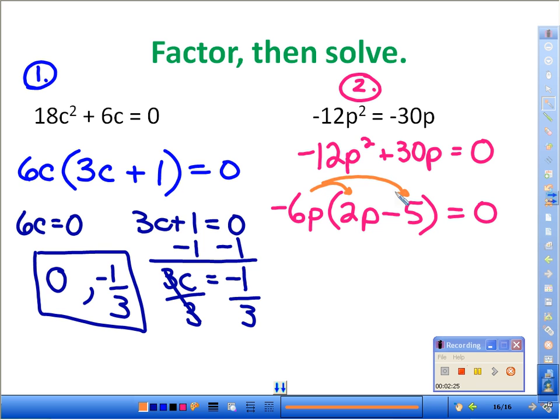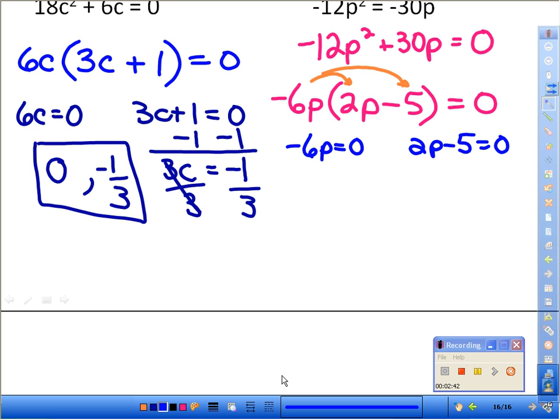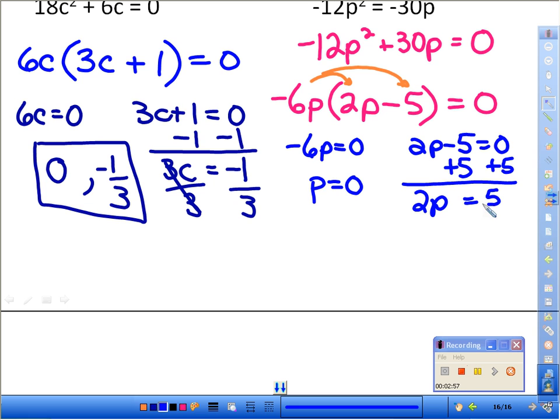All right, so now we've factored. Now we need to set each of those equal to 0. Negative 6p equals 0, and 2p minus 5 equals 0. Negative 6p equals 0, so p has to equal 0. In the second part on the right, we start by adding 5 to each side. 2p equals 5. Divide by 2. And p equals 5/2. So our solutions are 0 and 5/2.